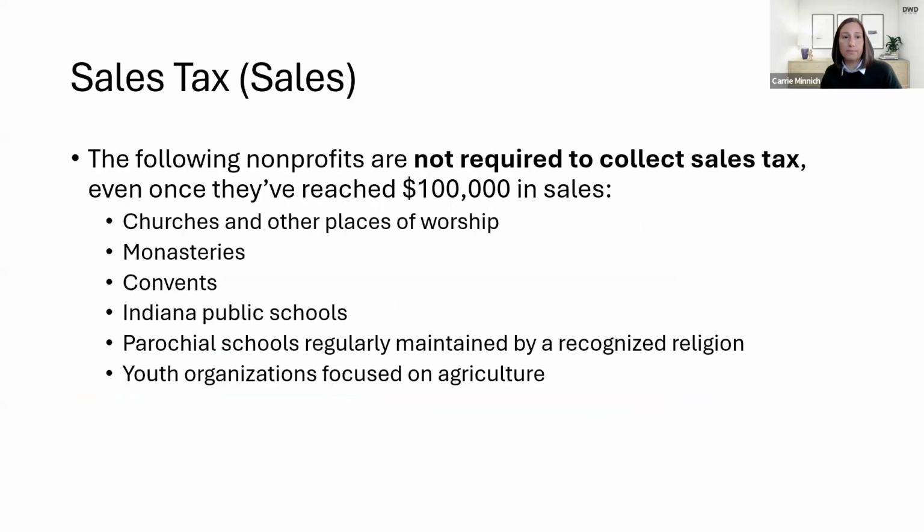Now, there are some rules though. Even if you are an organization that does have over $100,000 in sales, if you are a church, a monastery, a convent, Indiana public schools, parochial schools that are maintained by a recognized religion, or youth organizations focused on agriculture, like FFA, those organizations are specifically exempt from collecting and paying sales tax, even when they reach that $100,000. So if you are one of those organizations, you are lucky and you don't have to worry about ever collecting sales tax.